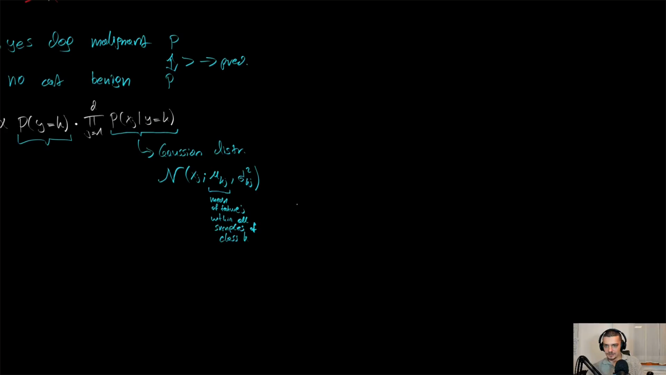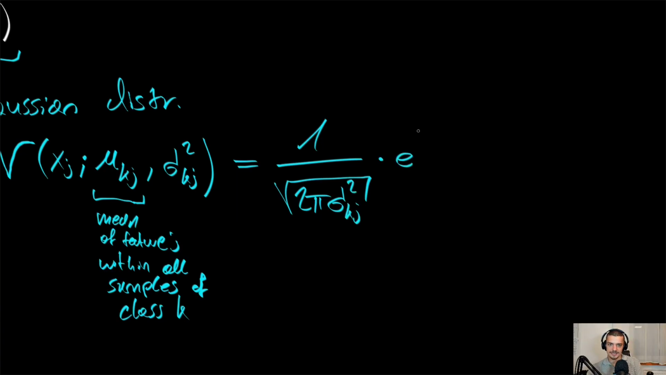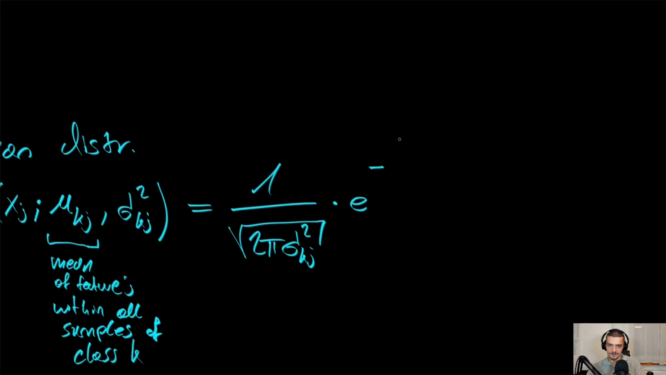That is the idea. Now, to put this into mathematical terms even further, this is the same as 1 over the square root of 2 pi times the variance kj, times e to the power of negative (xj minus the mean jk) squared, divided by 2 times the variance kj.